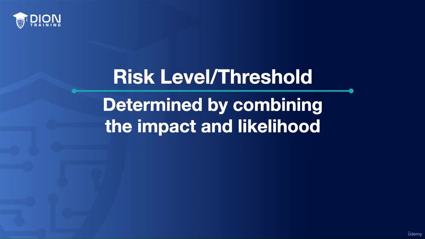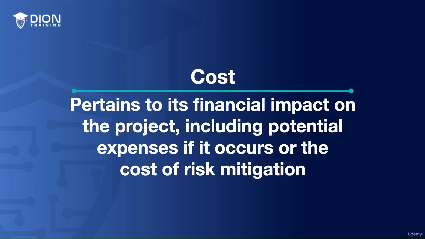Fifth, we have the risk level or threshold. The risk level or threshold is determined by combining the impact and likelihood. It helps prioritize risks and decide which risks require immediate attention, and the risk level can be categorized as high, medium, or low. Sixth, we have the cost. The cost of a risk is the financial impact it could have on a project. It could be the cost incurred if the risk occurs or the cost of mitigating the risk.